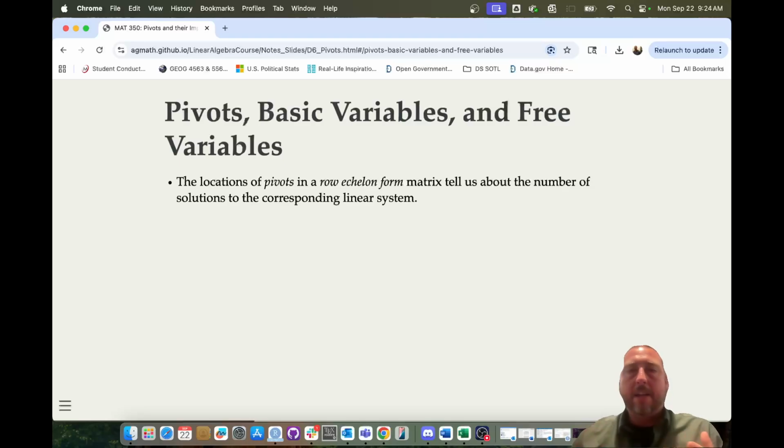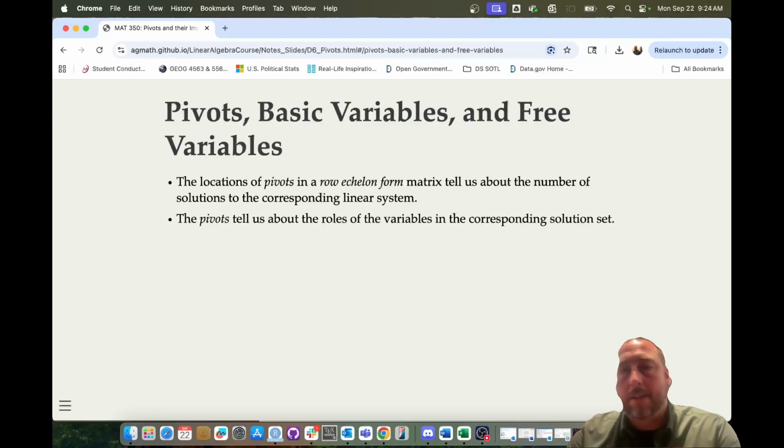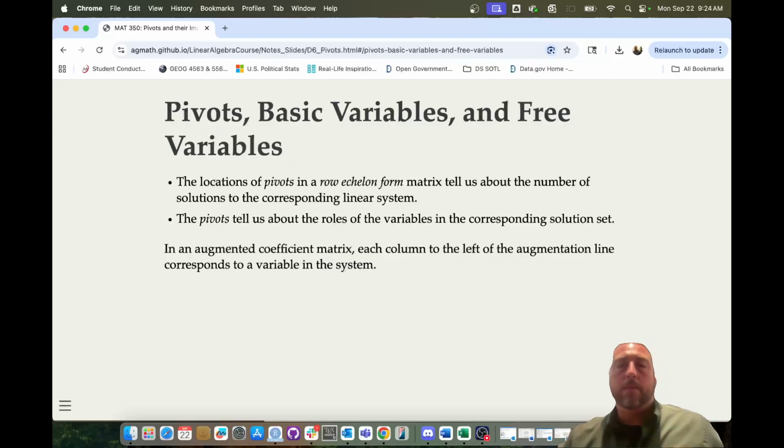All right. So again, getting back into pivots and what they tell us about the number of solutions to a corresponding linear system, most of this is stuff that we've talked about already and highlighted already. I'm just collecting it here in one location for us. So we've said this a bunch. The locations of the pivots in a row echelon form matrix tell us about the number of solutions to the corresponding system. The pivots also tell us about the roles of the variables in the corresponding solution set. And we've mentioned that in an augmented coefficient matrix, all of the columns to the left of the augmenting line correspond to a variable in the system.